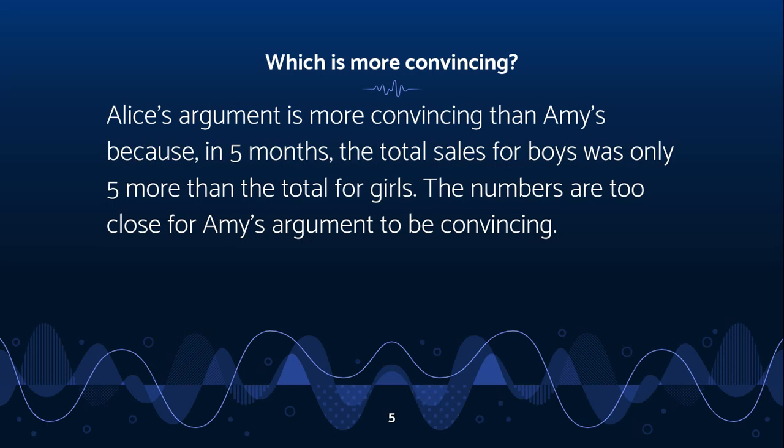Which of those two arguments are more convincing? Alice's argument is more convincing than Amy's because in 5 months, the total sales for boys was only 5 more than the total sales for girls. Those numbers are not that far apart to be convincing. So Amy's argument is not great, whereas Alice's argument is a little bit more convincing because the numbers are more than 100 apart. So you can see that there's absolutely an argument that hot chocolate would be purchased more in the winter, which also logically makes sense.